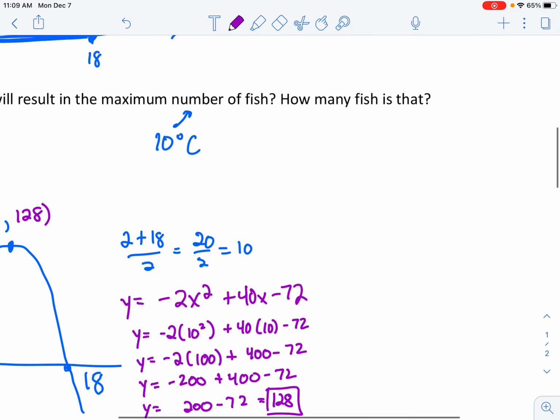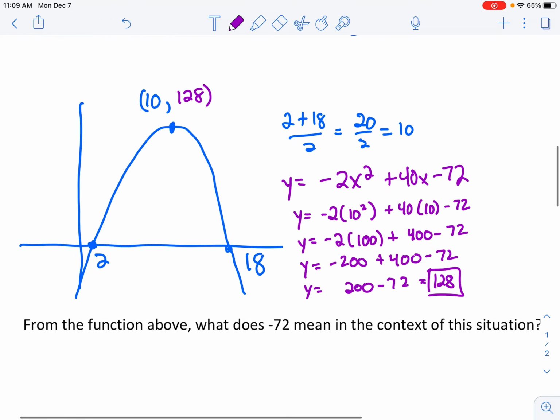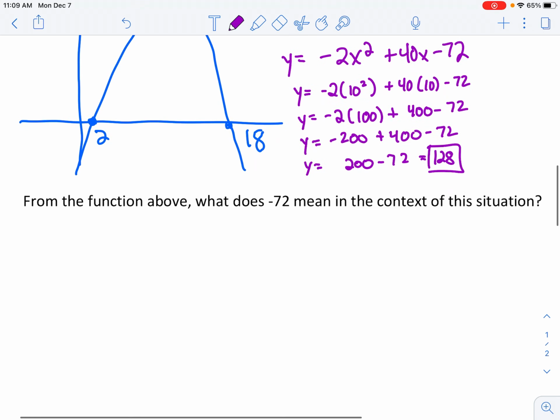So to answer the question, how many fish is that? That would be 128,000 fish. Because remember, our population is in thousands of fish. So if the y value is 128, then it'd be 128,000 fish. Okay. And then from the function above, what does the negative 72 mean in the context of this situation?